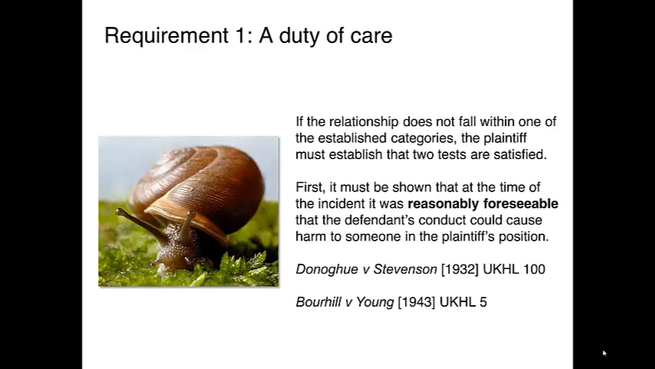The facts in that case were that Mrs. Donoghue was injured. She became sick when she drank from a bottle of ginger beer that contained the decomposed remains of a snail. Mr. Stevenson was the manufacturer of the ginger beer, and Mrs. Donoghue commenced legal proceedings against Mr. Stevenson seeking compensation. The legal issue was whether or not Mr. Stevenson had a legal obligation towards Mrs. Donoghue in the absence of a contract between them.